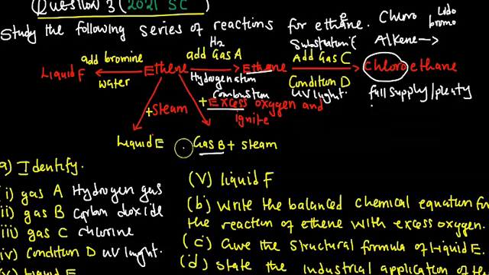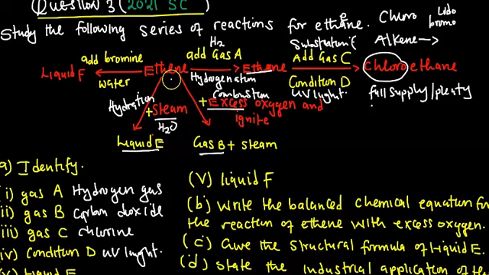What about liquid E? Ethene plus steam results in liquid E. So steam, we are looking at water. The addition of water to ethene or to an alkene is called hydration. So hydration reaction results in the formation of liquid E. And in this case, since we are dealing with ethene, the liquid that is formed is ethanol.